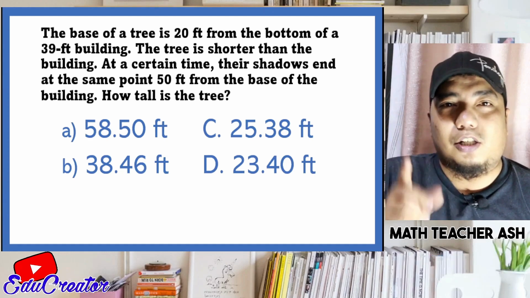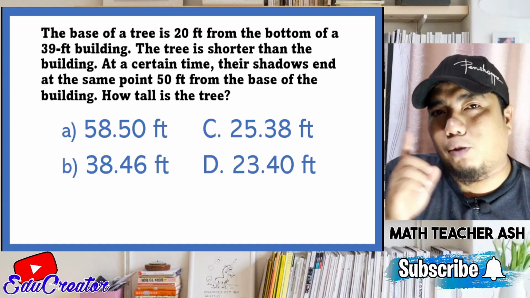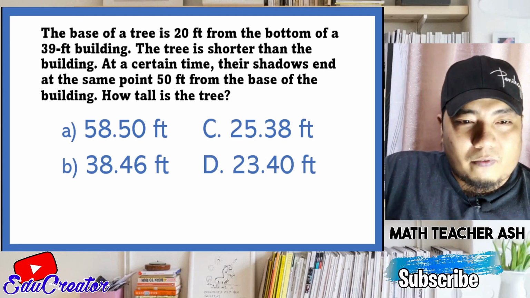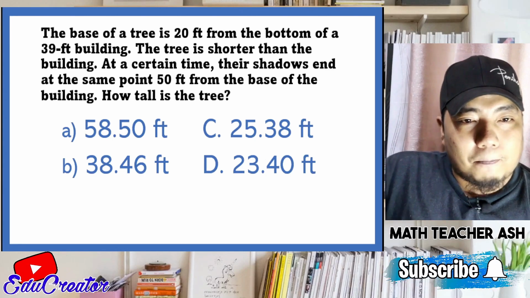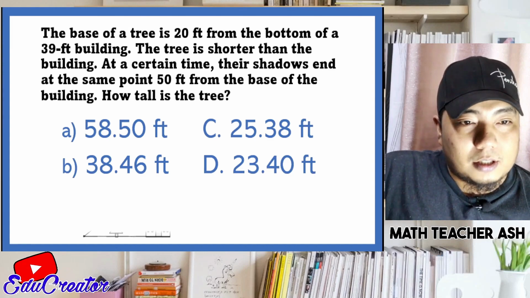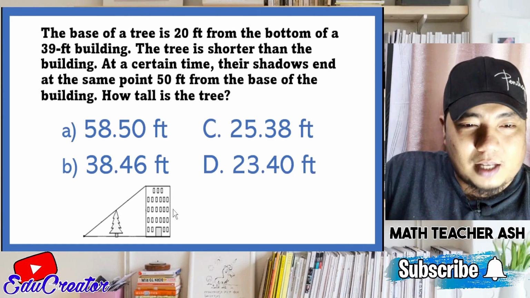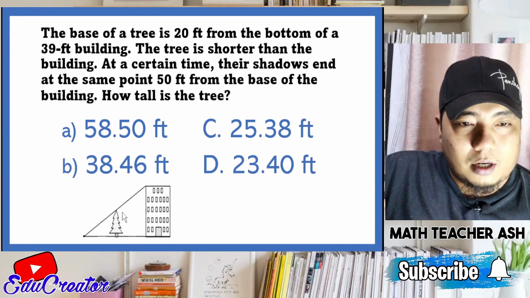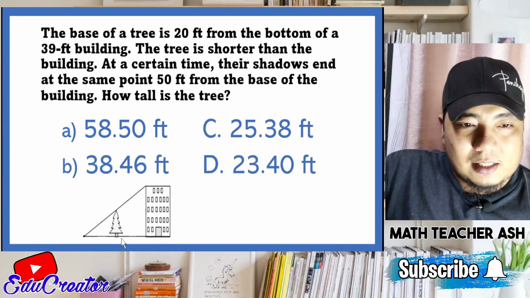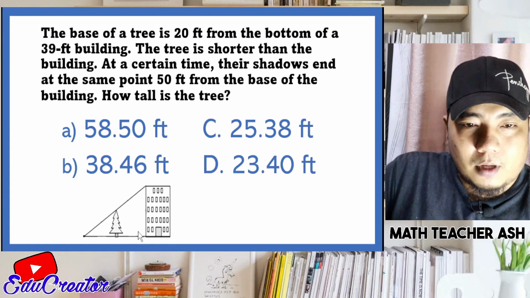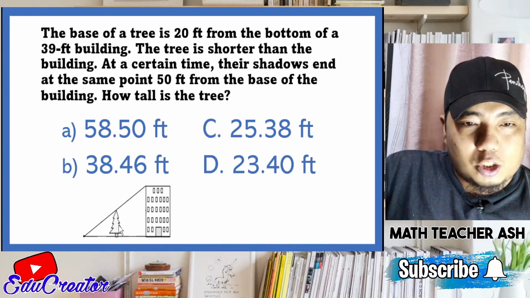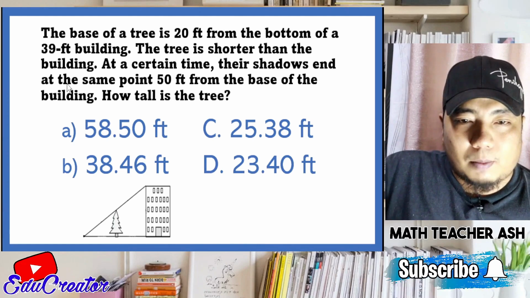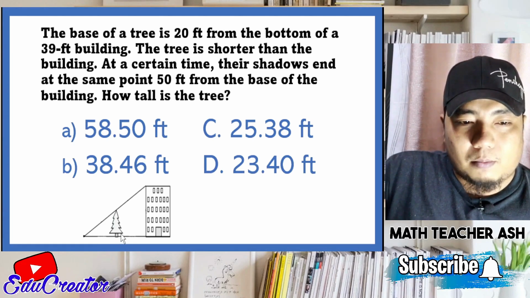Okay, my dear math learners, it is good in this problem to make a drawing of your situation. So let's try to draw a certain tree and a certain building like this. Okay, so as you can see here, this is our building, the 39-foot building, and this is our tree. So the distance between the building and this tree is 20 feet. Okay, so it says here, the base of the tree is 20 feet from the bottom of the building. So this is 20 feet, my dear math learners.